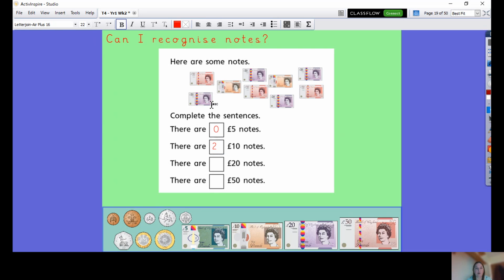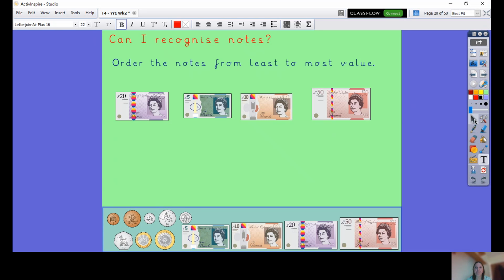£20 notes are sort of a purpley colour. We've got 1, 2, 3, 4. And then £50 notes. They're sort of a reddy pink colour. So we've got 1, 2, 3 of those. Again, this is just getting us to start looking at the notes, looking at the numbers and thinking about what that means.